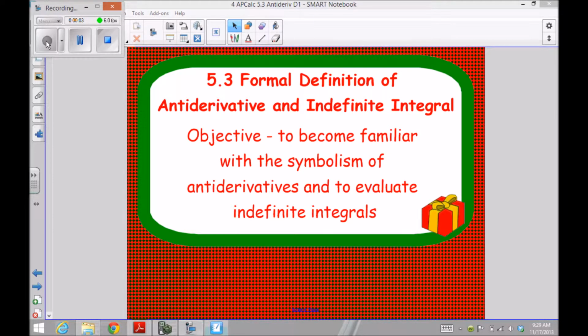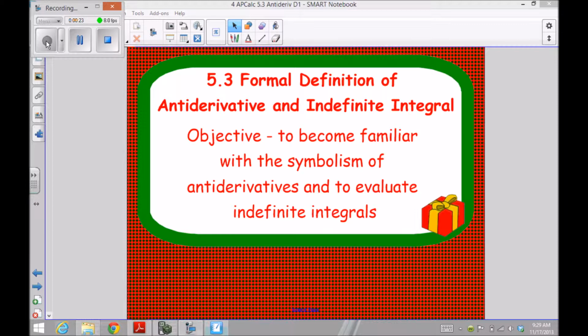And section 5.3, formal definition of antiderivative and indefinite integral. We're getting started on these now, and these are really nice. I think you'll enjoy today's lesson. It'll be pretty short and easy for you to work through and understand. We want to become familiar with the symbolism of antiderivatives and to evaluate indefinite integrals.